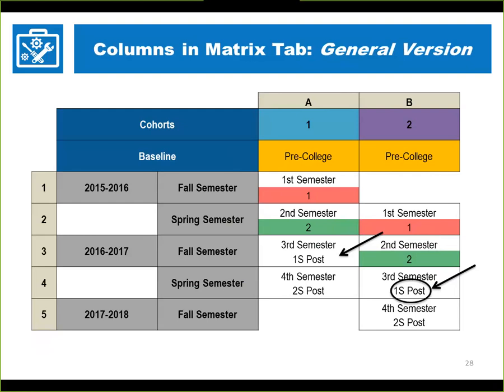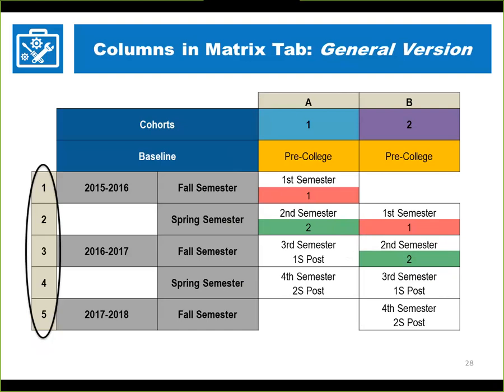And note that as described above, the third aspect of time captured by the matrix, in addition to grade level and amount of exposure or post-intervention follow-up, is the time relative to the start of the intervention, which, as we mentioned before, is represented by the rows in the diagram.